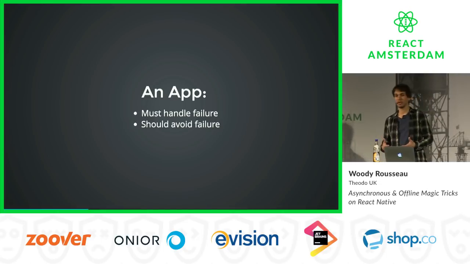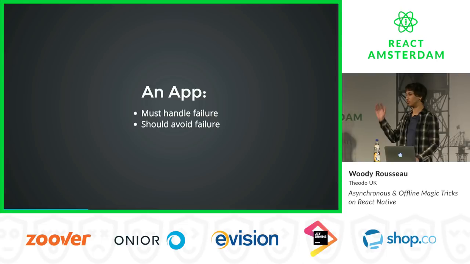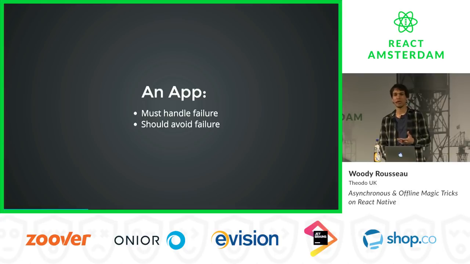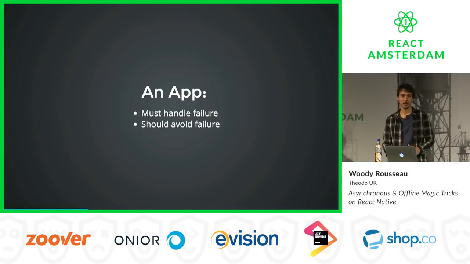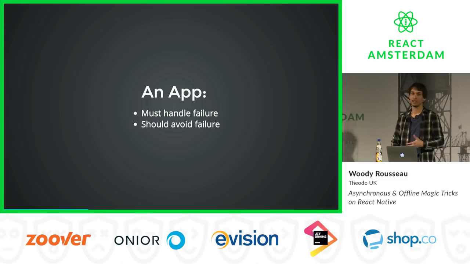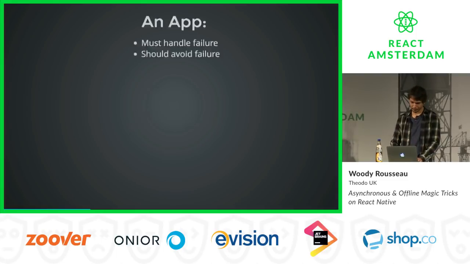What are the steps? Because we want to build something that is progressive. And to me, an app must be able to handle failure. It's going to happen. Even if you do everything that I'm going to present to you, it will eventually fail. So you need to have a way to handle these cases. And then you want to aim at avoiding failure. So those are two different strategies. One is, to me, mandatory. The other is you go as far as you can.